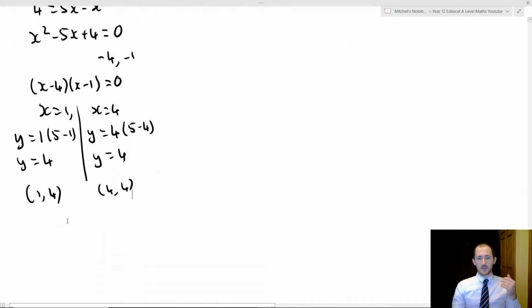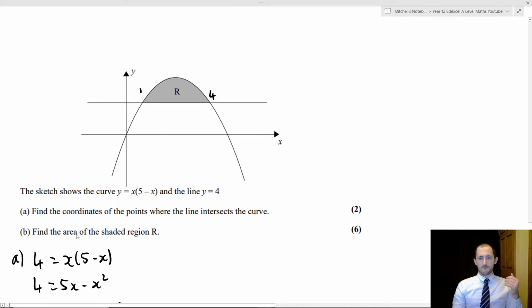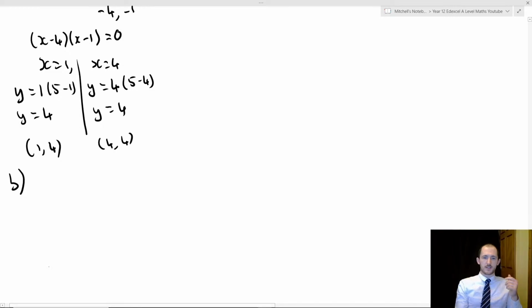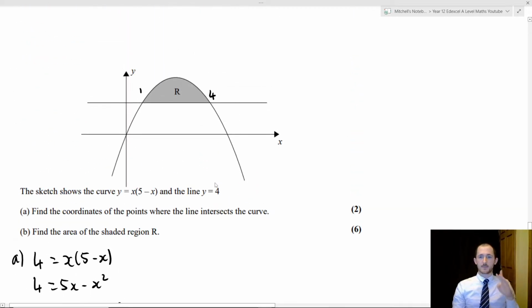Now here's where things get a bit more interesting. It says, find the area of the shaded region R. Now, what I normally see people do, and this will get you 4 of the 6 marks, okay? Not bad, not bad. 4 of the 6 marks if you just integrate this curve between the limits of 1 and 4, right? So if you just did, and again, we expanded this, so I want to use the expanded version, 5x minus x squared, right?